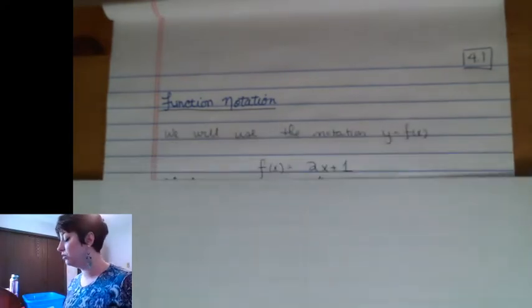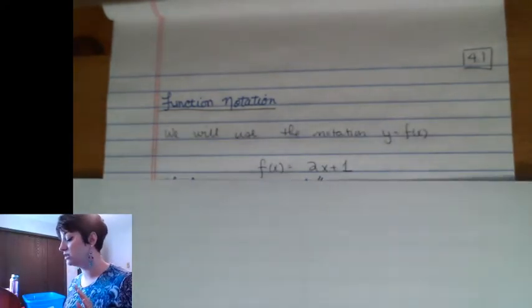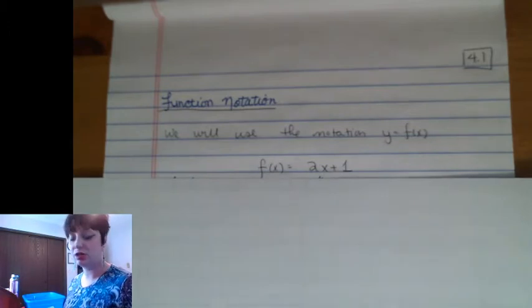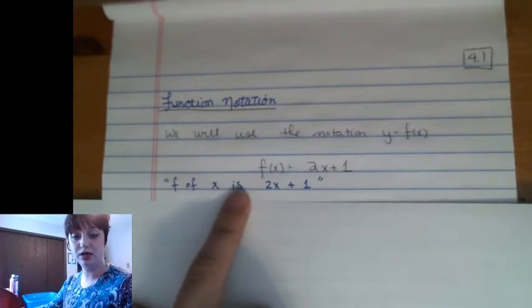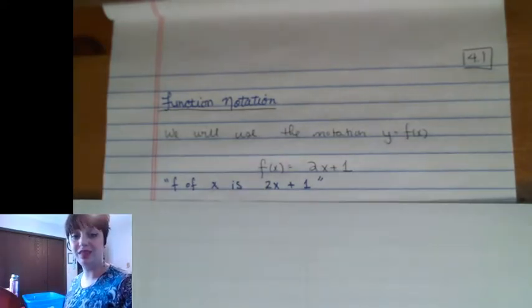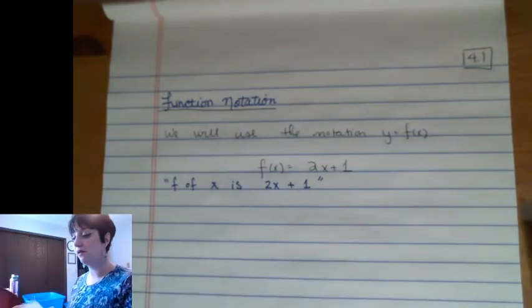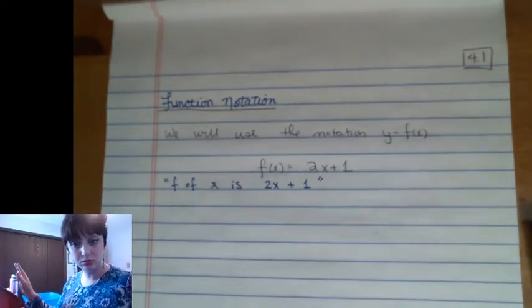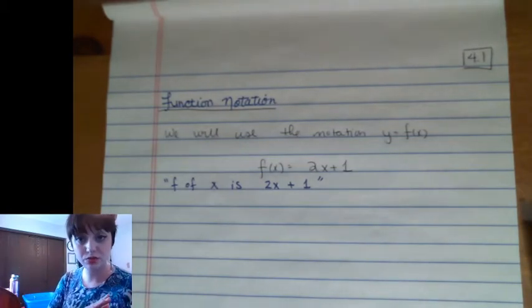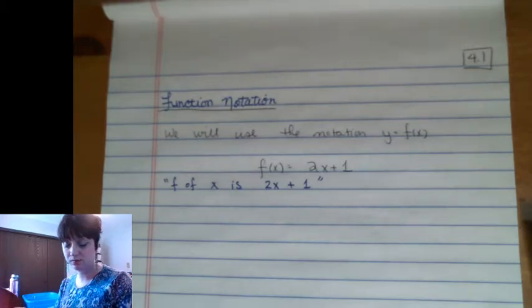Now this feels weird and it feels like something totally different than what we've been doing, but it's really not. So we will use the notation y equals f of x. So here's my function notation. F of x, here's how it's read. F of x equals, or is, 2x plus 1. That means f is the name of the rule. F represents the relation that takes numbers, multiplies them by 2, and adds 1.